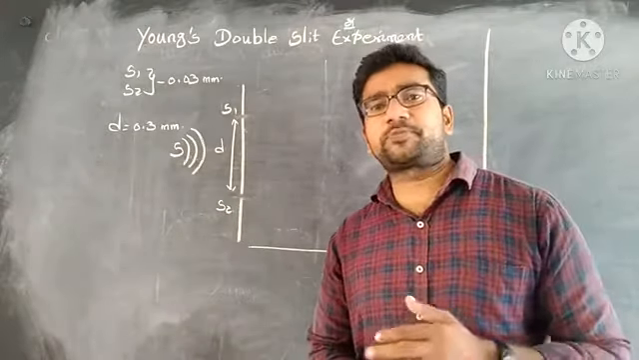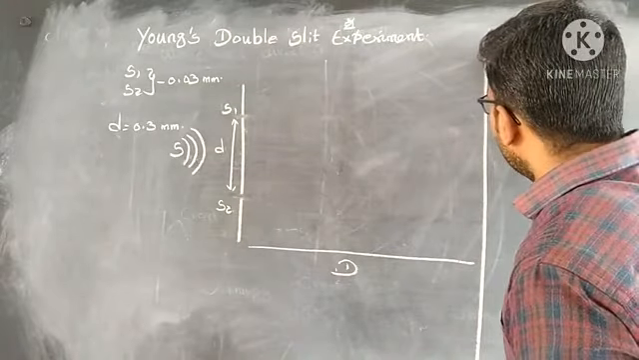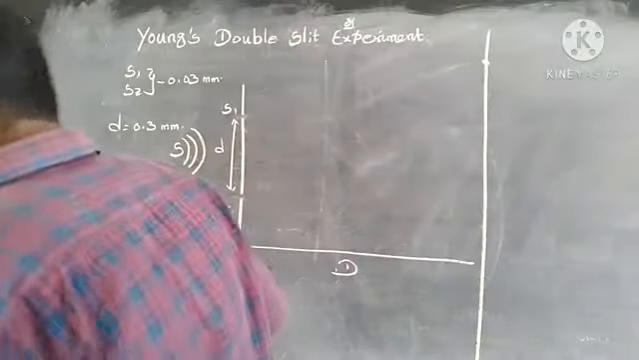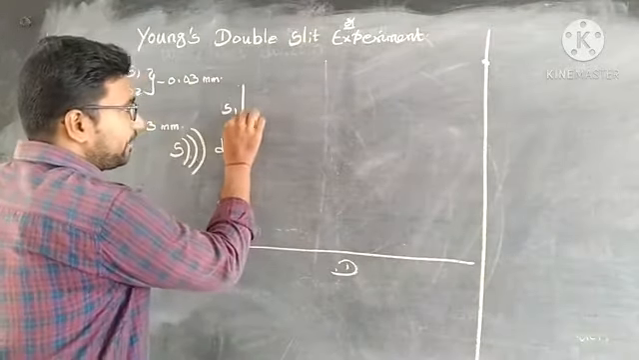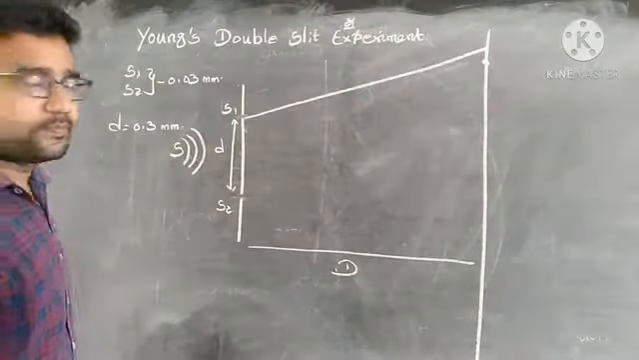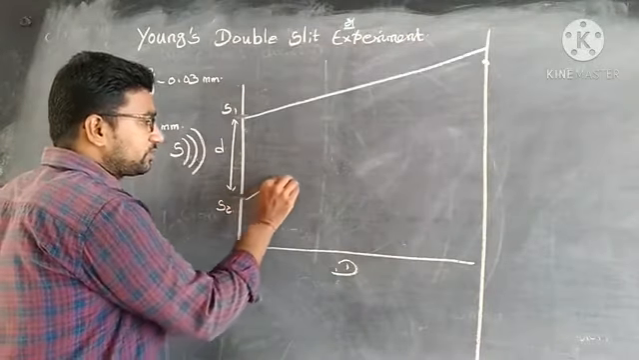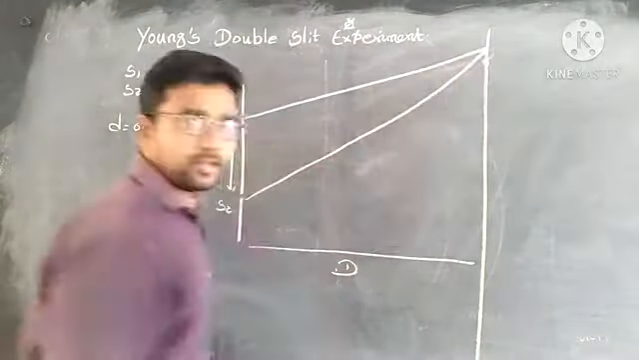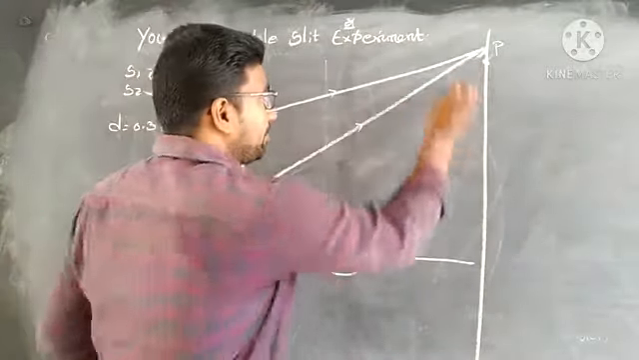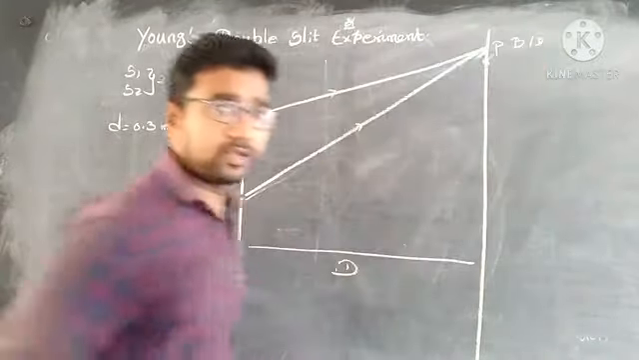Let me consider the path and phase difference at the point P on the screen. The S1 slit produces light rays, and they impinge on the screen at the point P. And from the S2 slit, the light rays move and are incident on the point P. At this point on the screen, it may be a bright or dark fringe, we don't know.